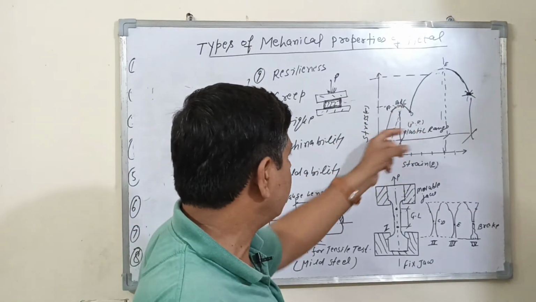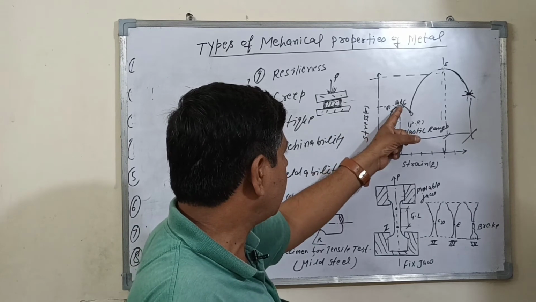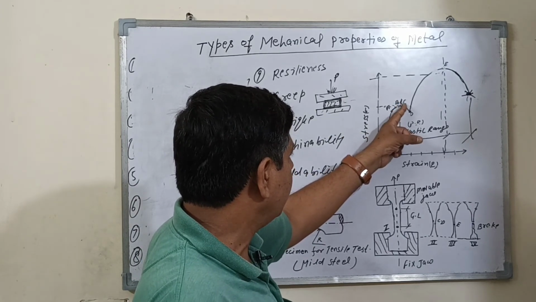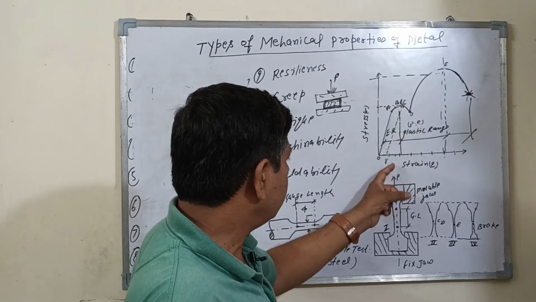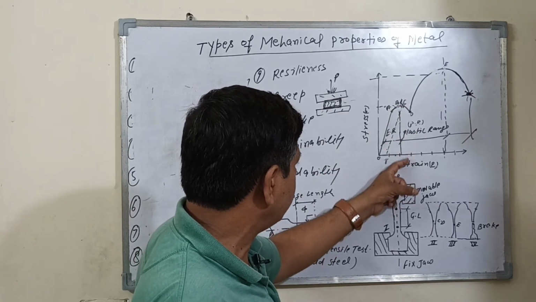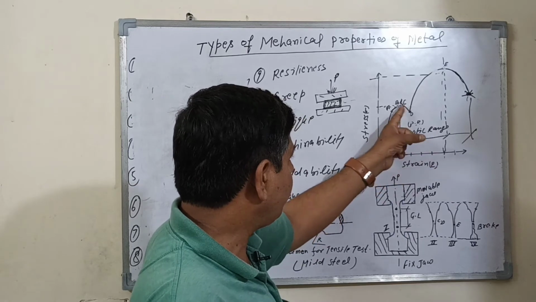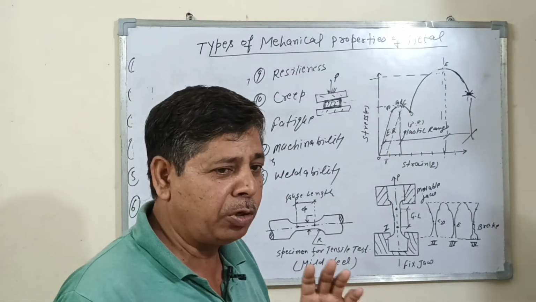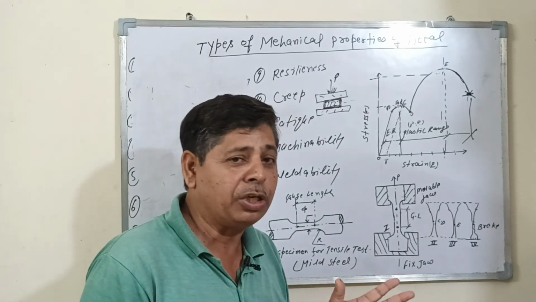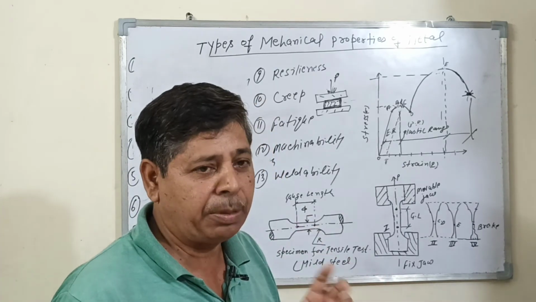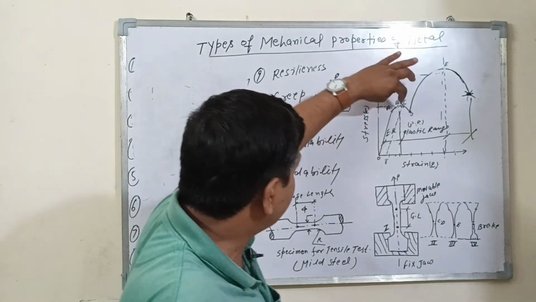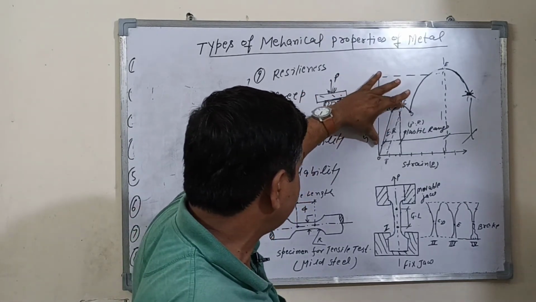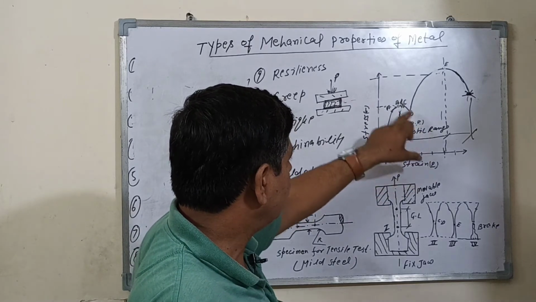When the load is increased, the curve goes to B and C. The range B to C falls in the category of plastic deformation. Plastic deformation means that the material is not able to retain its original shape and size after removing the force. Plastic is the best example of plasticity. From C it does not retain its original position.